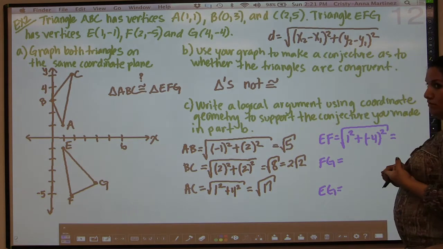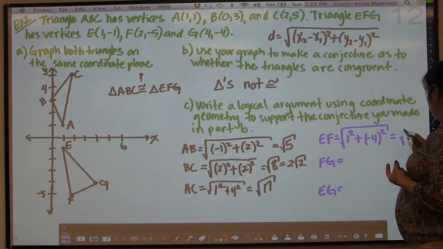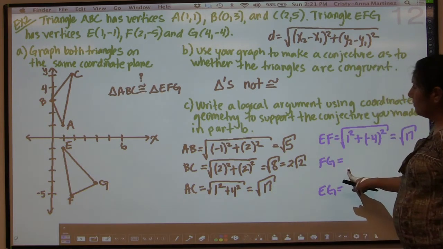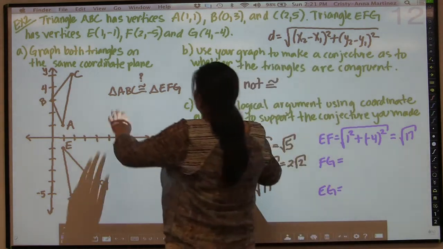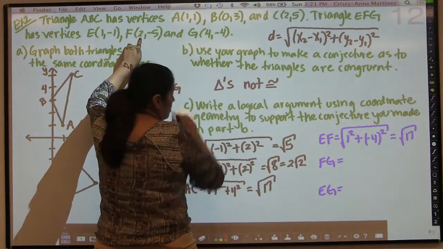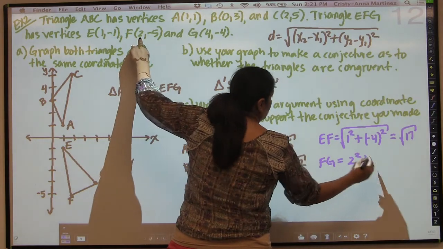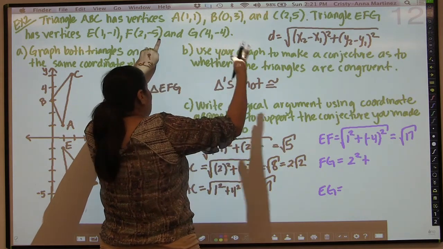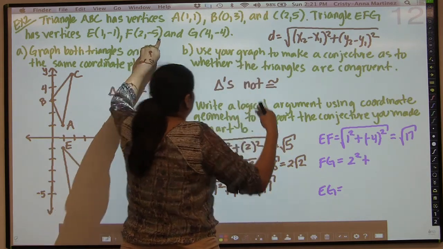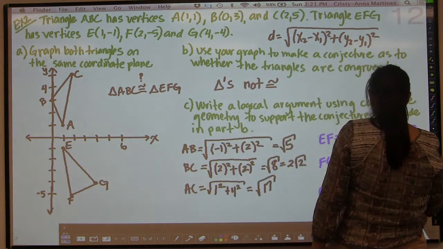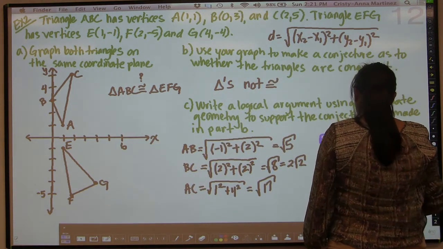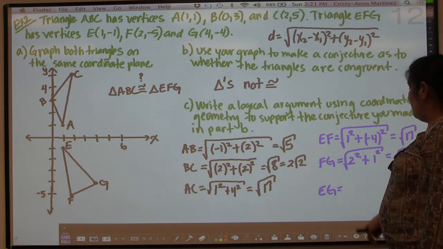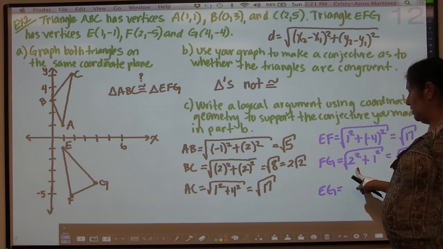So 1 squared is 1, negative 4 squared is 16, so you get square root 17. So those two seem to be the same. FG is going to be the difference in the x's. 4 minus 2 is 2. The difference in the y's is negative 4 minus negative 5. Remember, minus a negative is a positive, so negative 4 plus 5, which is 1. So 2 squared is 4, and 1, so you get 5. And so those two lengths appear to be congruent.